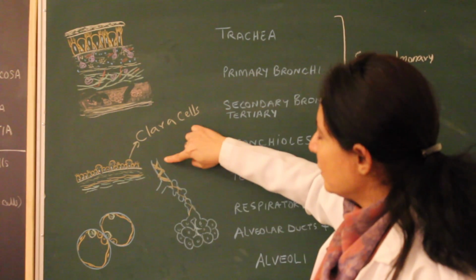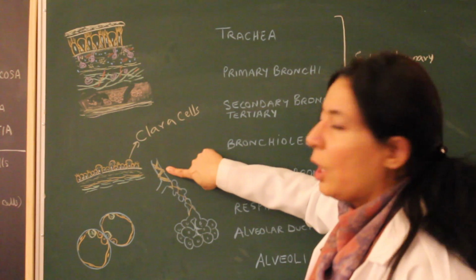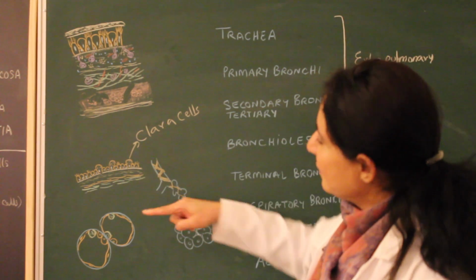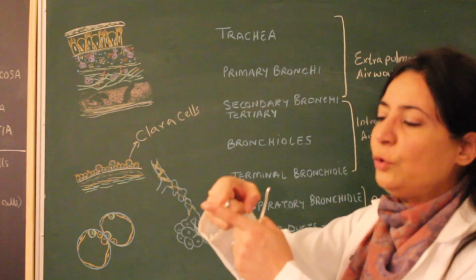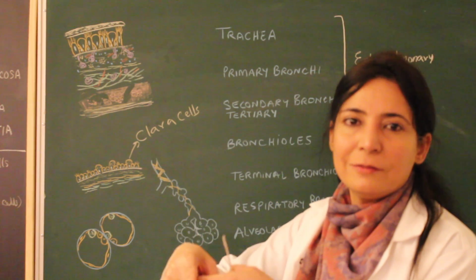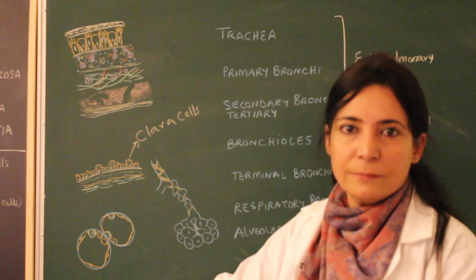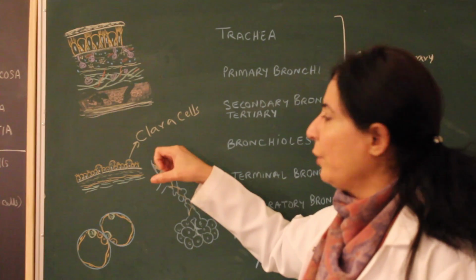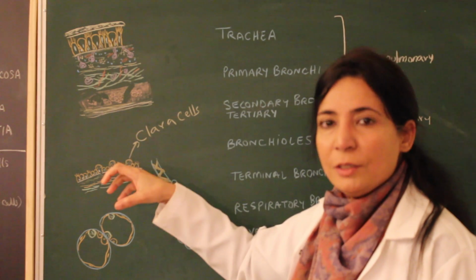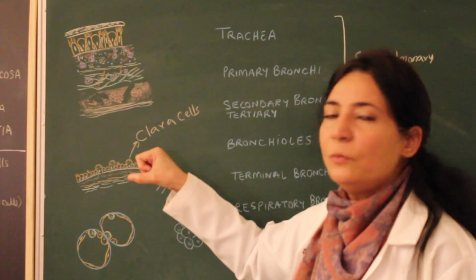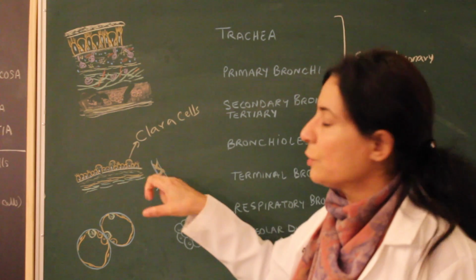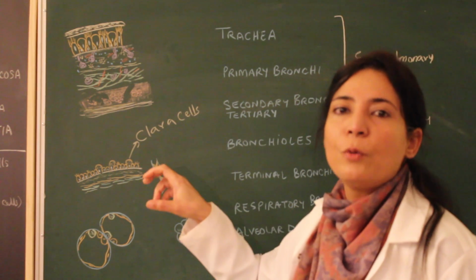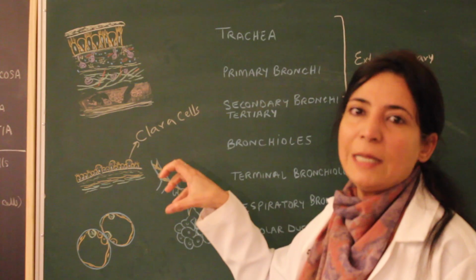Here I have drawn a terminal bronchiole. So you can see there are bands of smooth muscle, crisscrossing each other, running in opposite directions. They are for expiration and inspiration, where we need the movement of the tube. So they are responsible for bronchoconstriction, then bronchodilation.